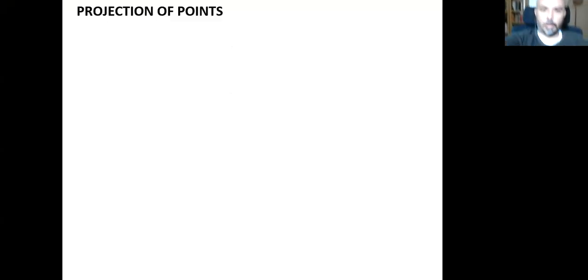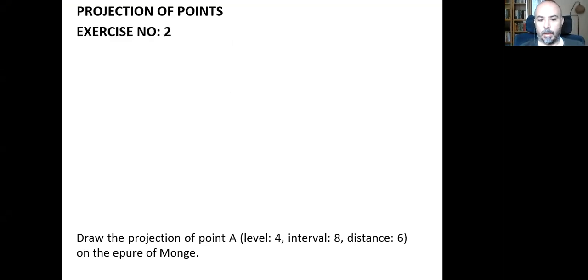Let's do our second exercise. For this, we are asked to draw the projection of a point. Let's say it's point A, and its length has been given to us. We see that the level is 4, interval is 8, and distance is 6. And we are supposed to do the drawing on a pair of Monge.